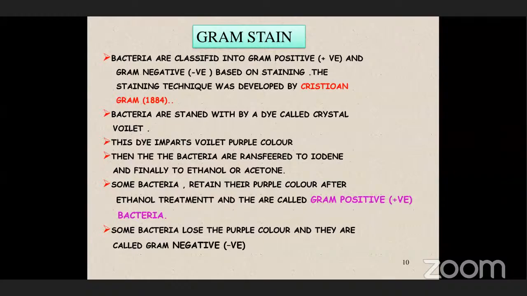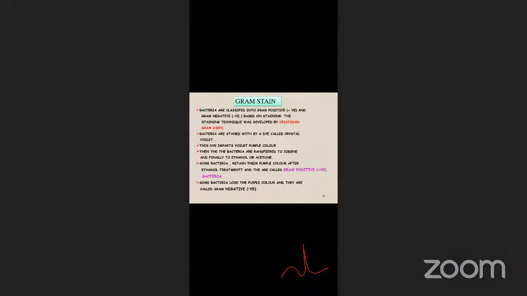Okay. Before going to that, the bacteria occur in two types, gram-positive and gram-negative. In your practical, one major experiment is how to find out gram-negative and gram-positive bacteria by using Gram's iodine solution. This is the major experiment in your practical paper one.